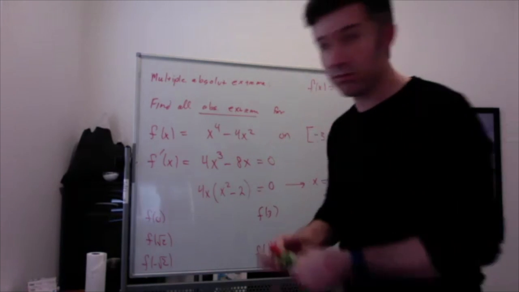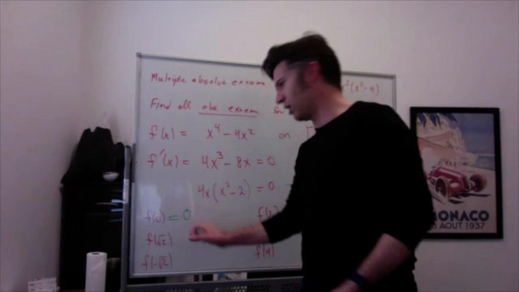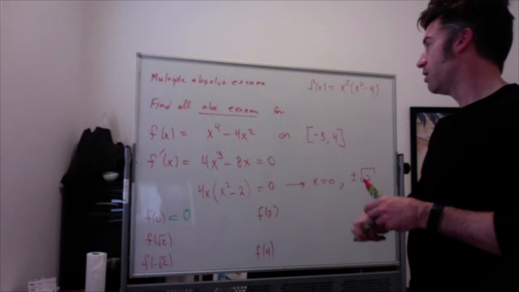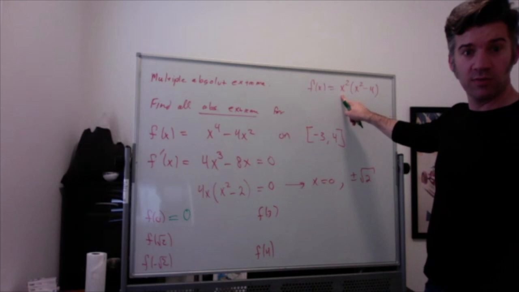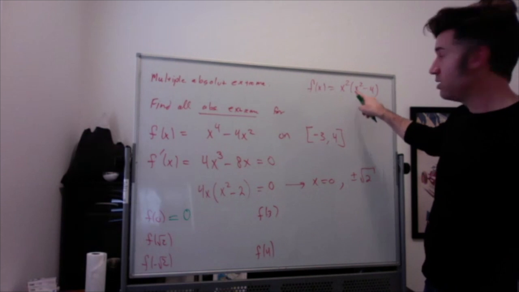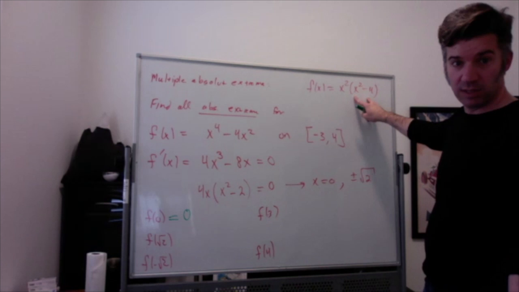Let's use a different color. It'll be exciting. Christmas colors, green and red. All right. Let's plug in the square root of 2. And I think it is easier here. Square root of 2 squared is 2. Square root of 2 squared is 2. 2 times -2 is -4.